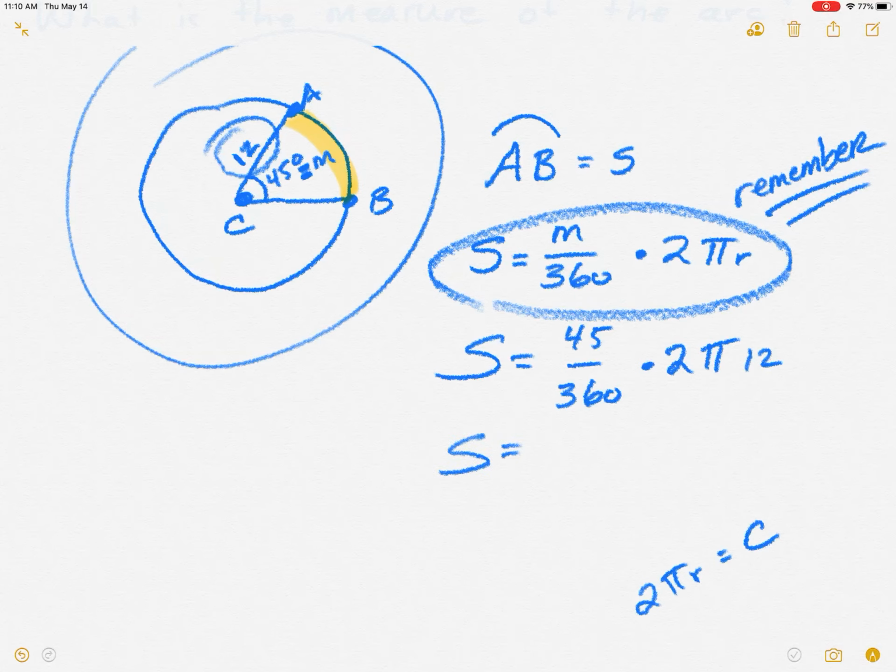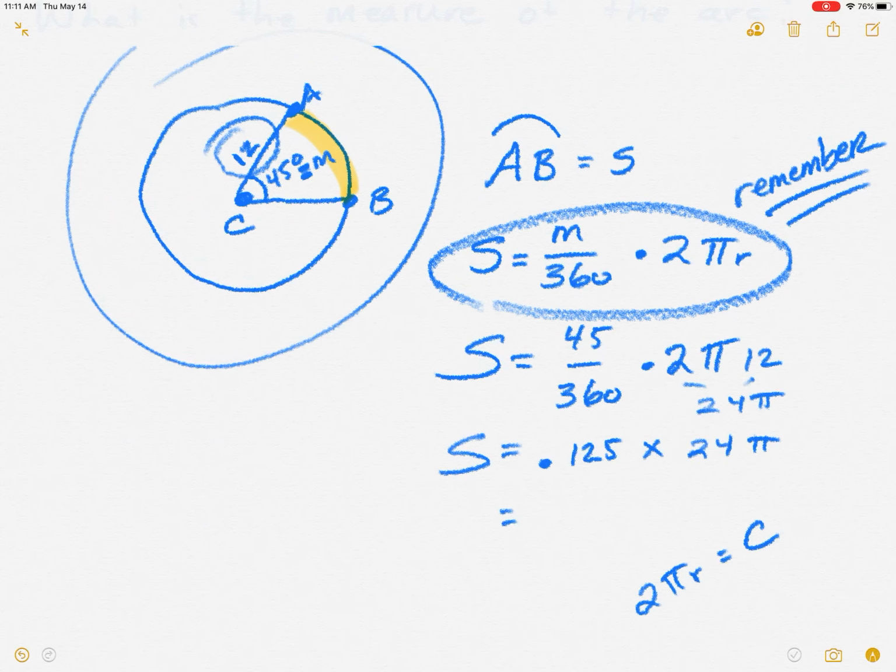So let's simplify this a little bit. What is 45 divided by 360? We got 45 divided by 360. That gives us 0.125. And then we're going to multiply that by 2 pi r. I know that 2 times 12 is 24. And we're just going to leave this in terms of pi. So I'm just going to call that 24 pi.